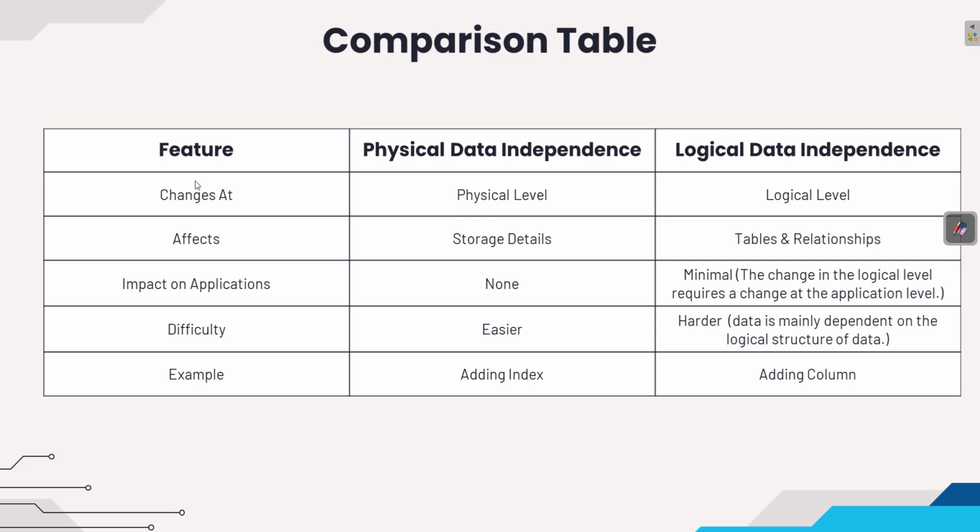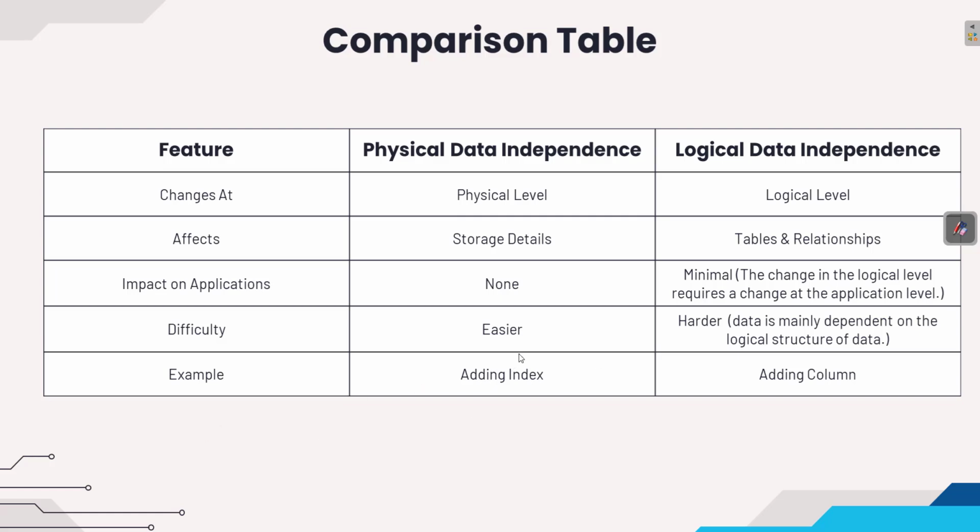Okay, so these changes, at the physical level or logical level, affect the storage details, and logical data independence changes impact the tables, relationships and attributes. Impact on the application: physical level changes have no impact, and logical data changes have minimal impact. A change in the logical schema sometimes requires a change at the application level as well, so it has some impact as well.